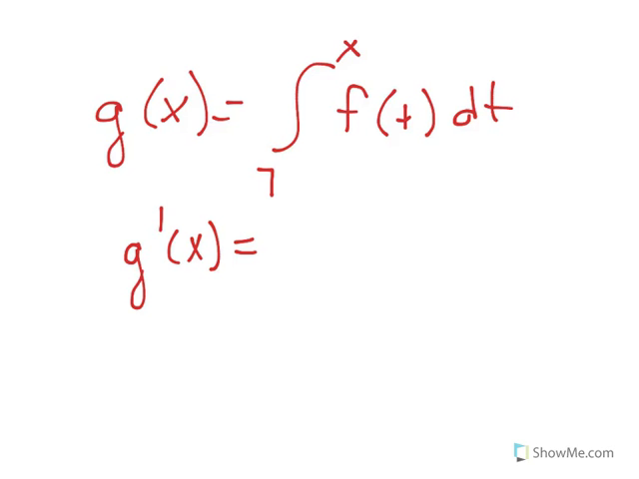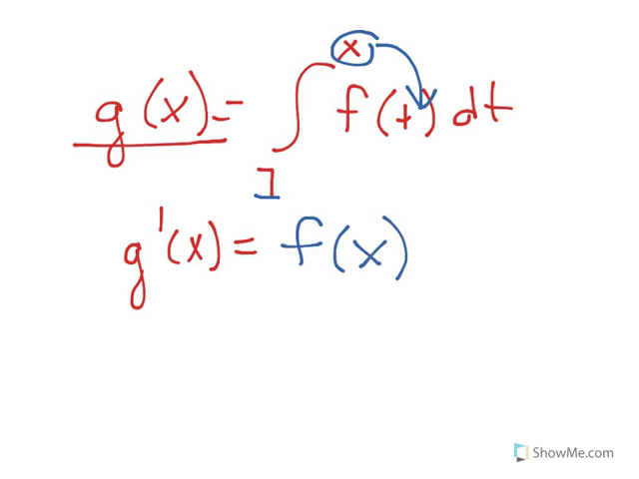Okay, we're going to talk about a general rule which applies to tonight's homework. If we have a function, g of x, which goes from some constant, I chose 7, to x of f of x dt, then the derivative of that function is just equal to f of x. You just take this and drop it in there. Boom! Whatever that function was, you drop it in.